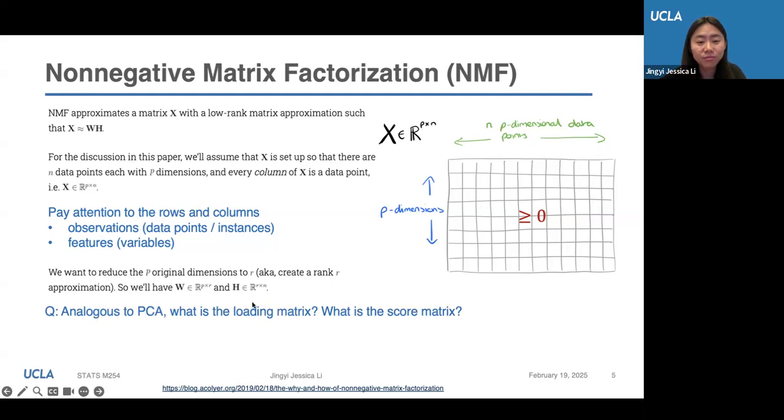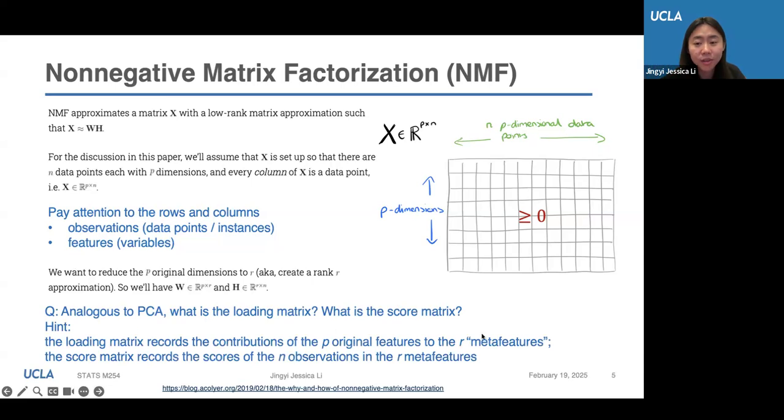Okay, so I already said that. Analogous to PCA, what is the loading matrix? What is the score matrix? W is the loading matrix, how the original features are assembled into new features. H is the score matrix, how the n data points are represented in the new R dimensions. Yeah, I already said that, right? So we have R meta features.